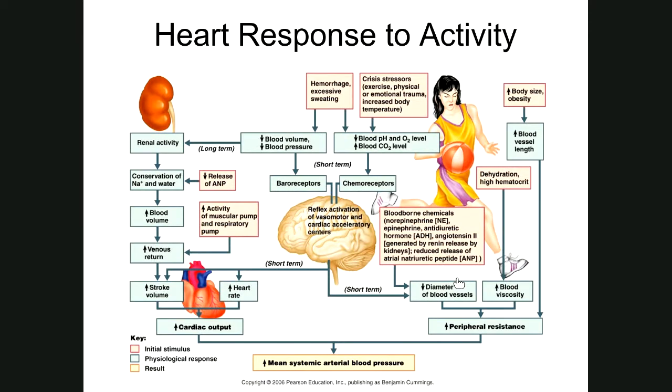Chemicals can cause vasodilation and vasoconstriction, like epinephrine, norepinephrine, acetylcholine. Those can also cause changes in blood pressure. So you can read through some of this and see how your body responds by these baroreceptors and chemoreceptors on this picture.